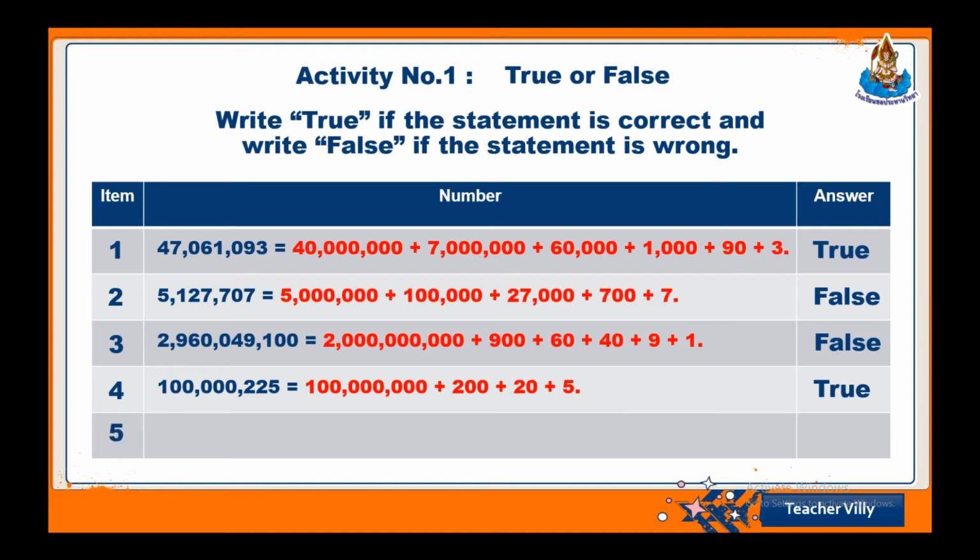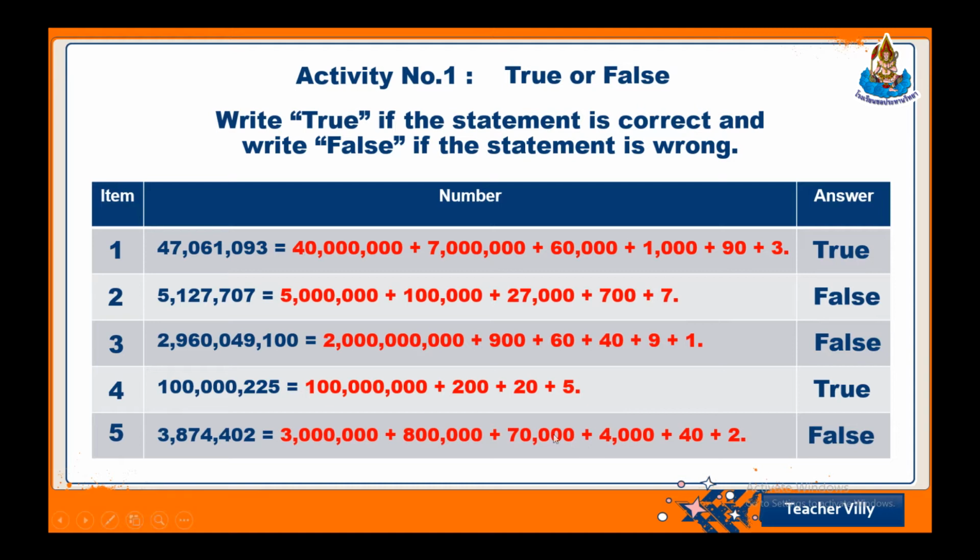Number 5, we have the number 3,874,402. So is it true or false? Alright, so it's false. Very good. Why is it false?